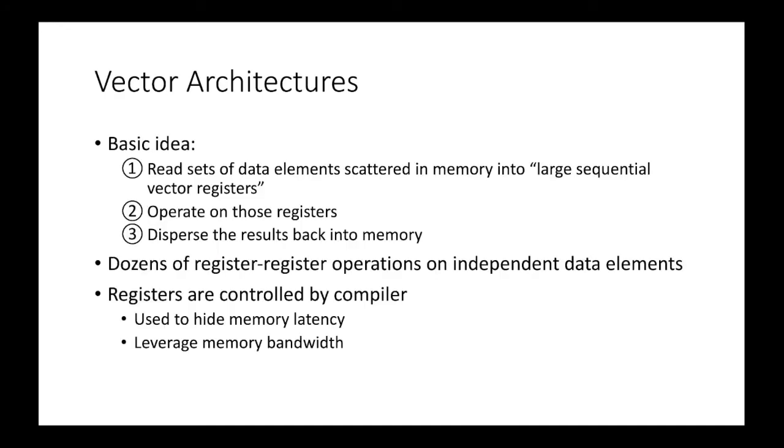Let's begin with the vector architectures. Vector registers play a key role in vector architectures, and the basic idea is straightforward. We first read a set of data elements scattered in memory into large sequential vector registers, then apply operations on those registers, and disperse the results back to memory. It supports dozens of register-to-register operations on independent data elements, and the registers are controlled by the compiler.